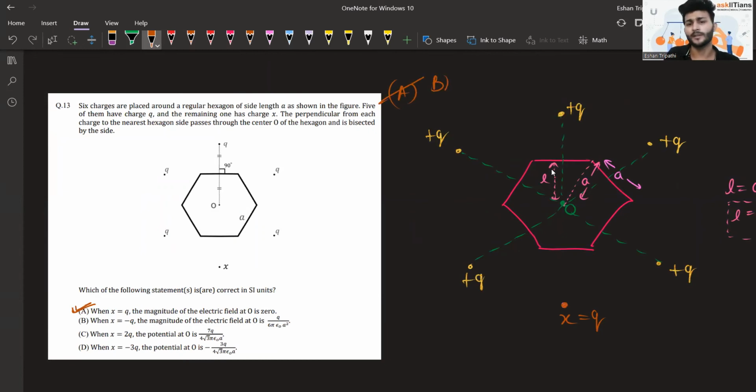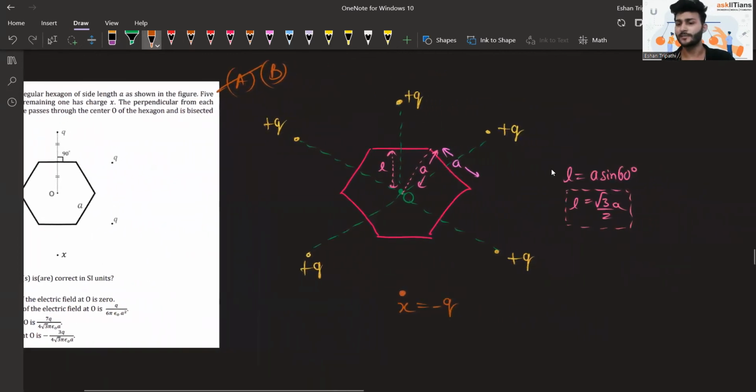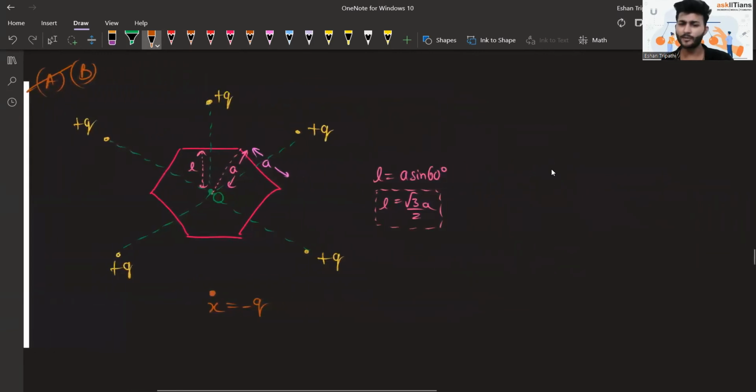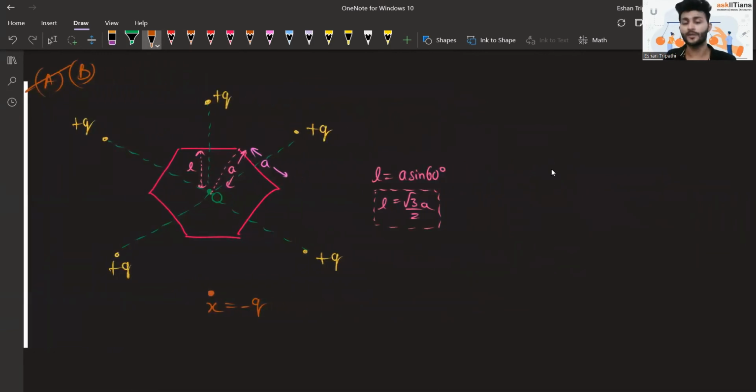Moving to the B part now in the same figure. It says if X is minus Q, then what is the value of electric field? This becomes a bit tricky, and literally you can use a trick to solve. X equals to minus Q. What is the value of electric field? We will have to maybe calculate, but you can use superposition principle.